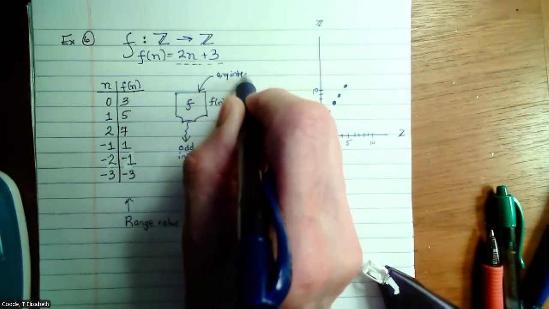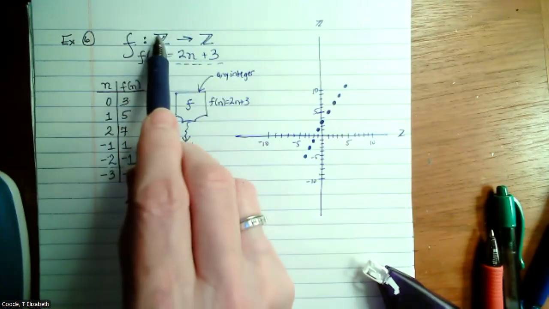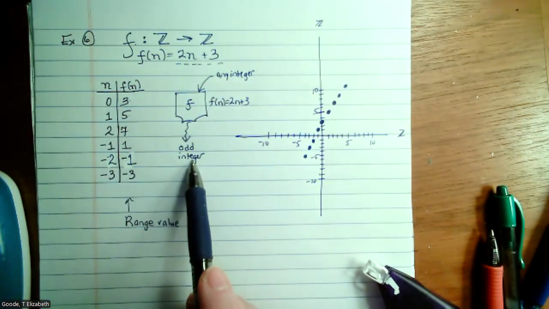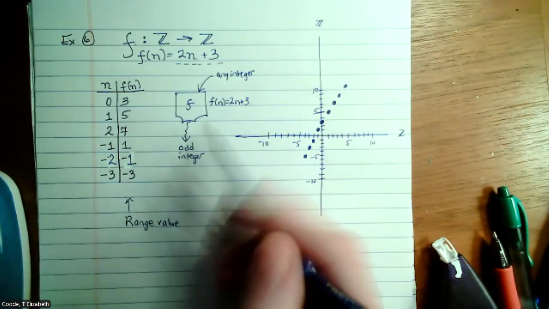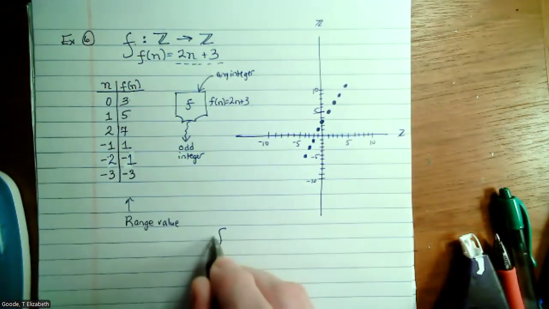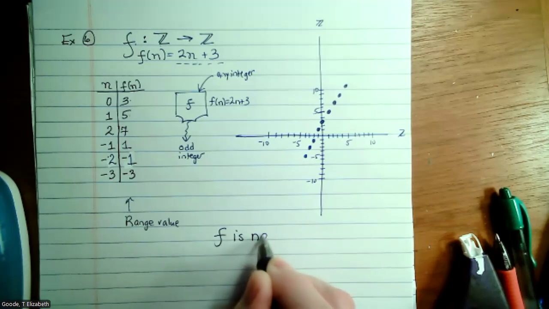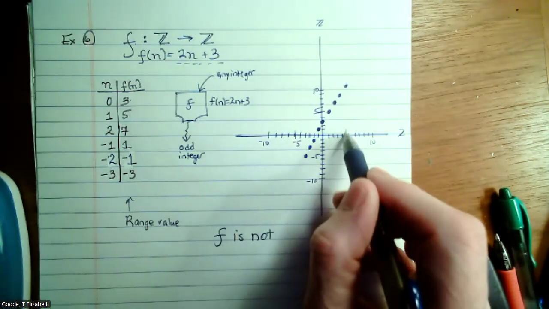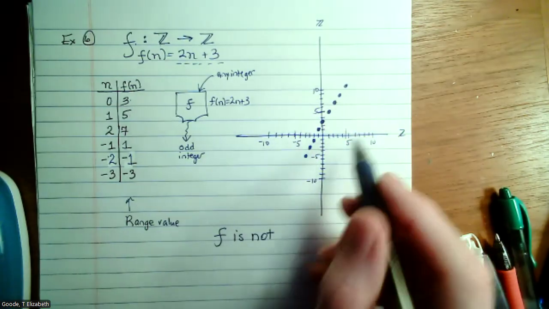because of the definition of the function. And since this is mapping from Z to Z, we're only getting odds out. We're not getting everything in between. And that means it's not onto, it's still one to one. There's no two X values that hit the same Y value. It's still one to one.